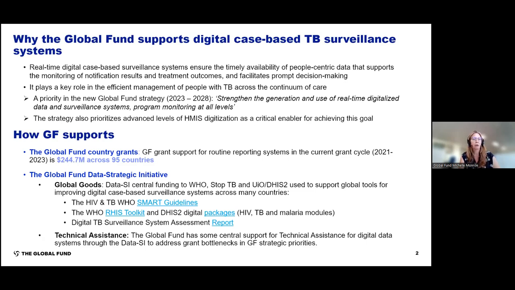So then how we support this is the main thing is the first bullet point, which is through the Global Fund country grants. And so by far, the bulk of Global Fund support for countries' data systems, including their digital data systems, is through the grants. And as you can see here, if we look at just for routine reporting systems in general, the investments in the grants in the current cycle are close to 250 million, and that's across 95 countries.